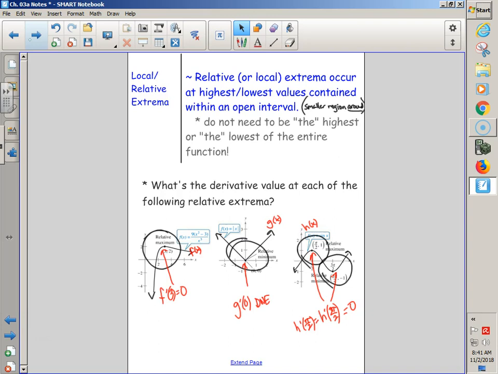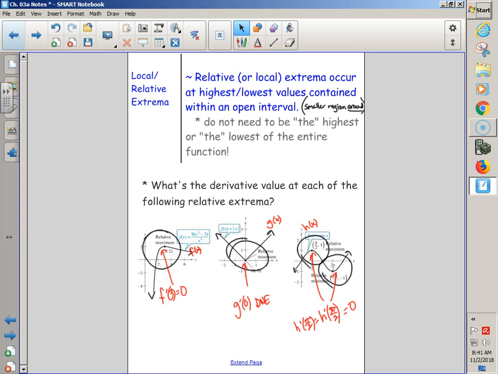Make sure they're both here. When do they occur? Where do they occur? How can we use calculus to find them? Well, I think we should find the zeros and the DNEs of a derivative.